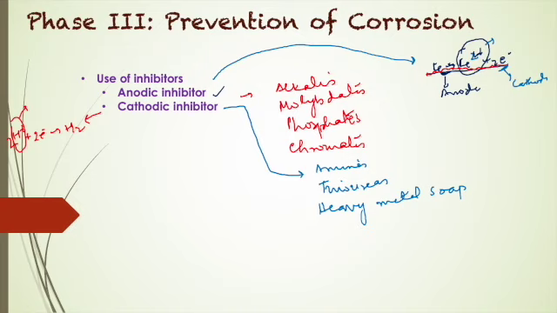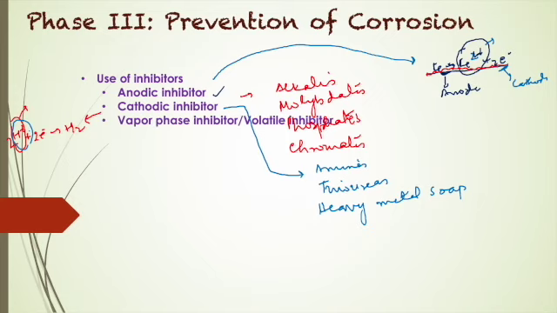If I'm not using an anodic inhibitor, I'll go for a cathodic inhibitor. What will happen with the cathodic inhibitor? At the cathode, if you remember, there are two situations, either it is acidic or it is alkaline. So if it is acidic, it will capture the H plus ions, and then it will convert them into some inorganic layer which gets coated over the cathodic area. Likewise, in the case of the alkaline medium, there is no need for that.